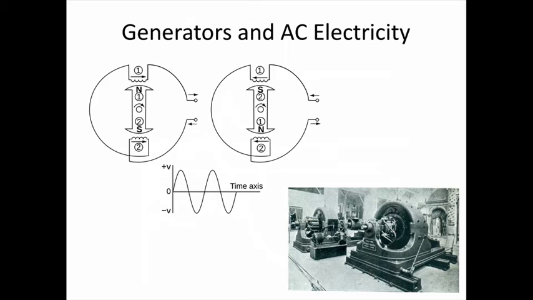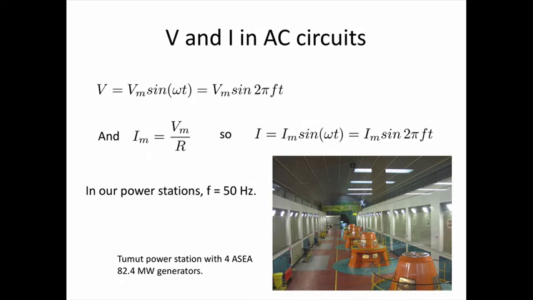But for now, we can see that the voltage is going to be in the form V equals Vm, which is the maximum voltage, sine omega t. And current, which is V over R, will be I equals I max, sine omega t. And omega, remember, equals 2 pi f. In power stations in Australia and in most of the world, the frequency f is about 50 Hz.